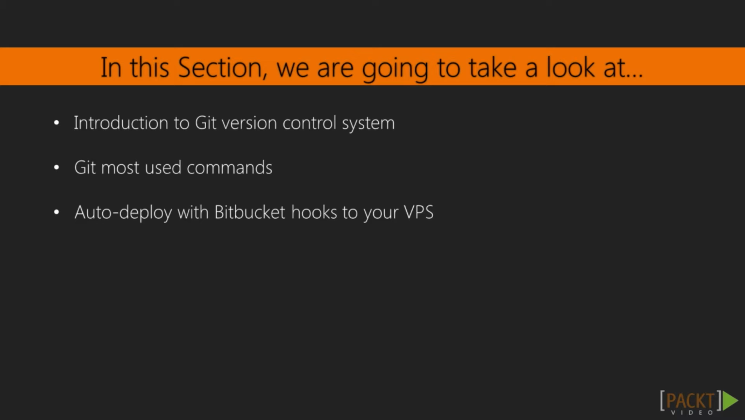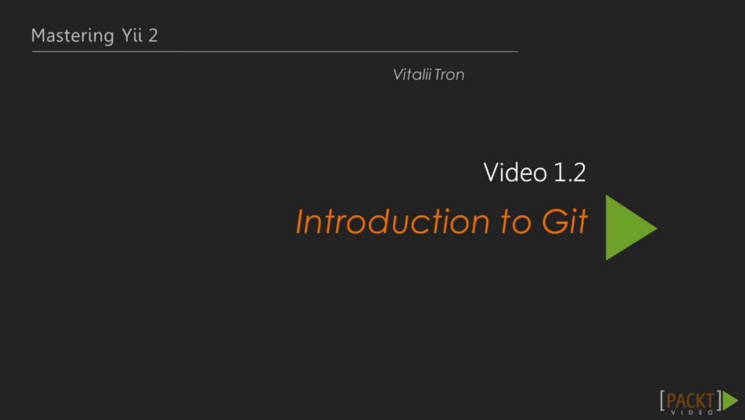So in this section, we'll have a look at what the Git version system is, how to use it, and how to configure auto-deploy in our repository, and save a lot of time on routine deploy actions. Now, let's have a look at video 1.2, Introduction to Git.